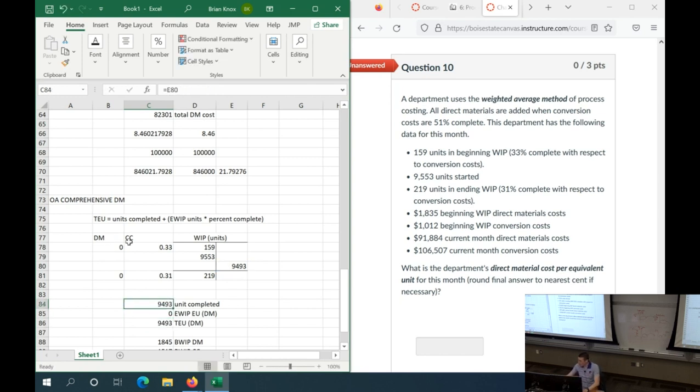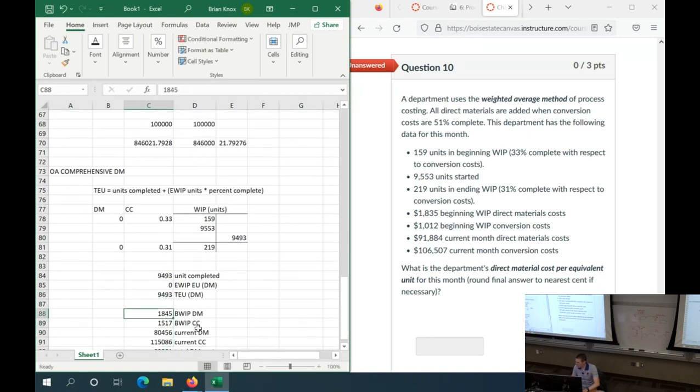Okay, so units completed is our number right here. And because there's no ending WIP, that's also our TEU. Our TEU is units completed plus ending WIP equivalent units. And with 0%, that's 0. So that comes up nice and easy.